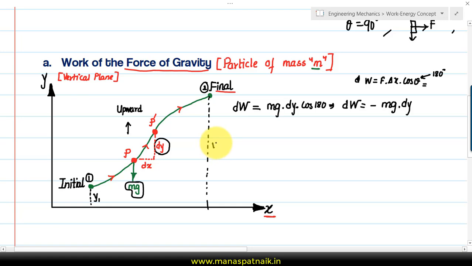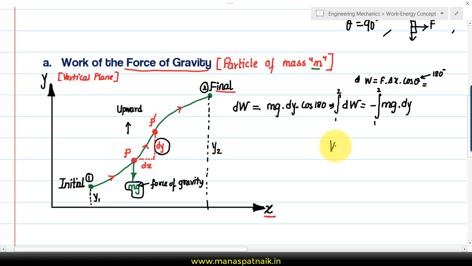Let's say this over here is y2. So if we were to calculate the total amount of work done by this force, that is the force of gravity, it would be something of this sort. You need to integrate this from 1 to 2, and this over here again from 1 to 2, or from y1 to y2. That's it. So this is going to be very simple.